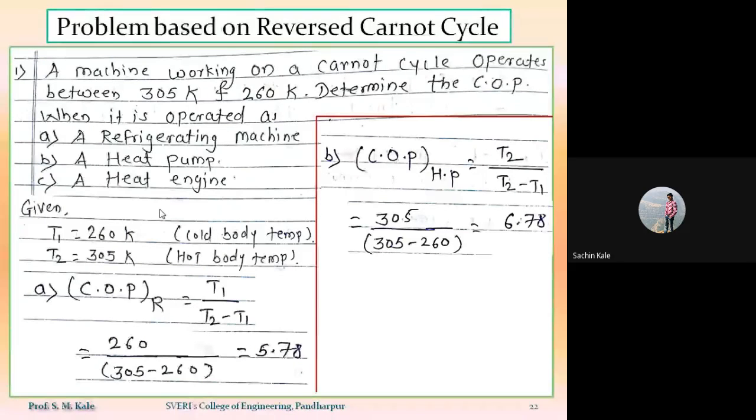Heat engine ची efficiency कशी माहिती आपल्याला? 1 upon COP. 1 upon COP. COP of what?